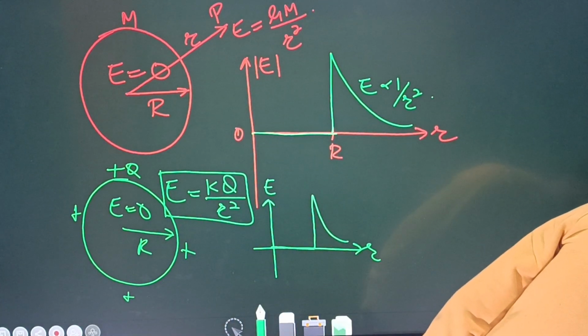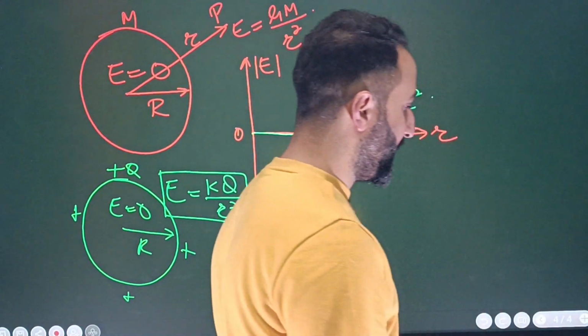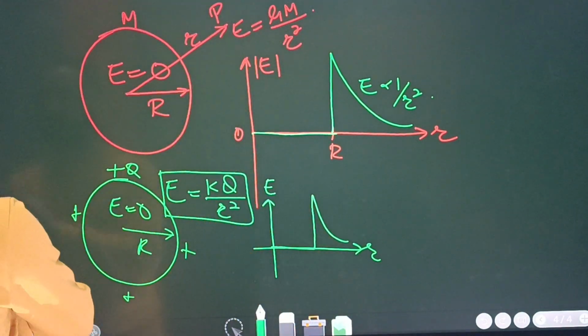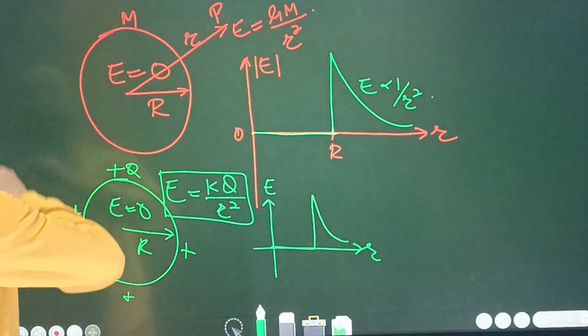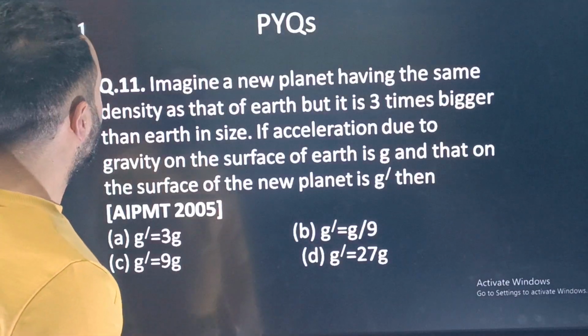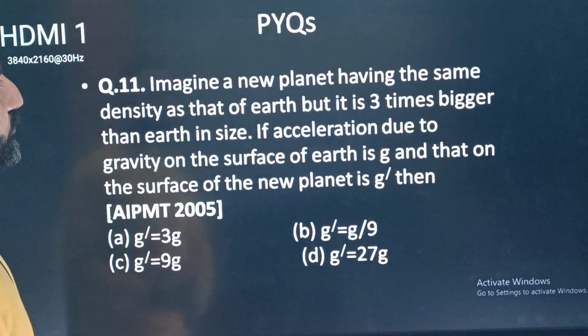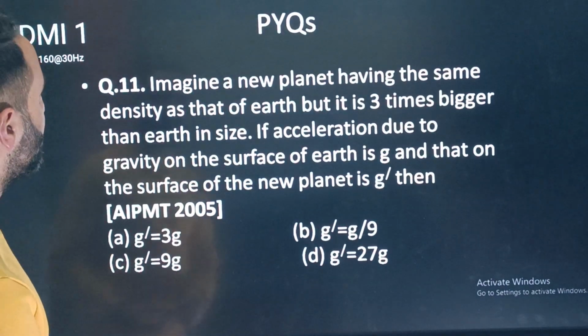All right. So next is question number 11. Again, it is an important question, question number 11. So let's switch to question number 11. A nice question it is. Imagine a new planet having the same density as that of the Earth.